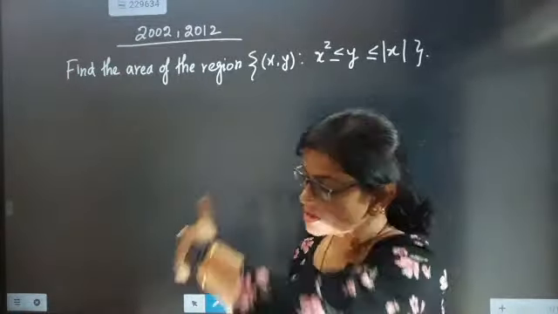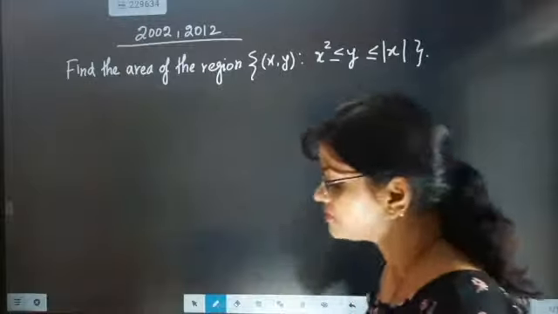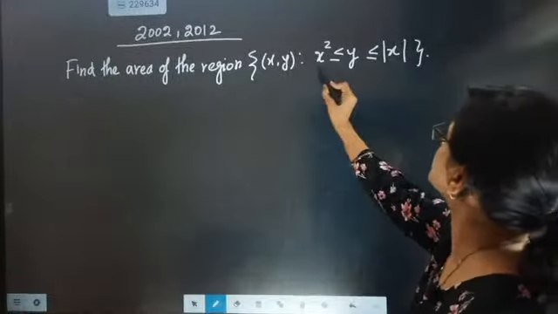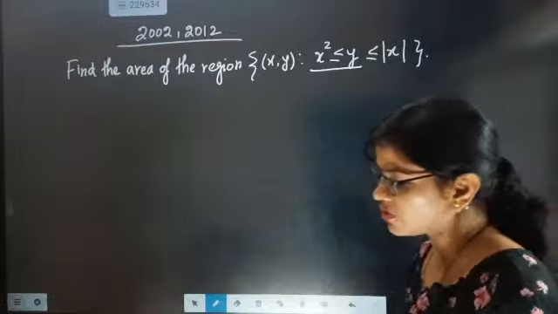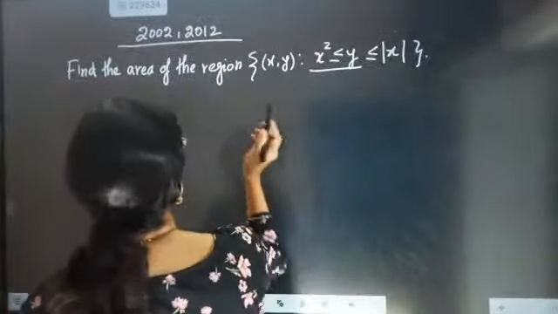Now the first question is, we have to find the area of the region {(x, y)} such that x² ≤ y and y ≤ |x|. For this type of question, how to solve?